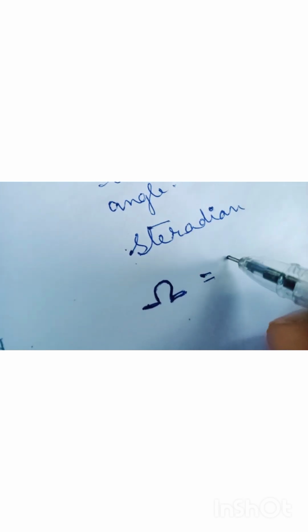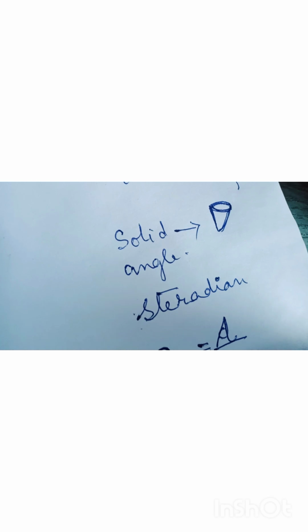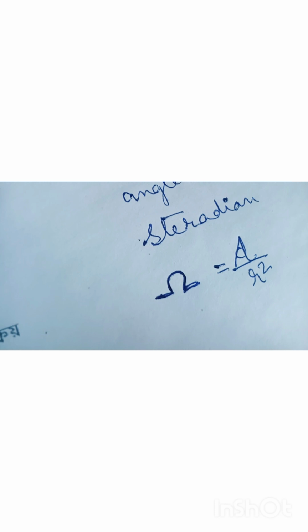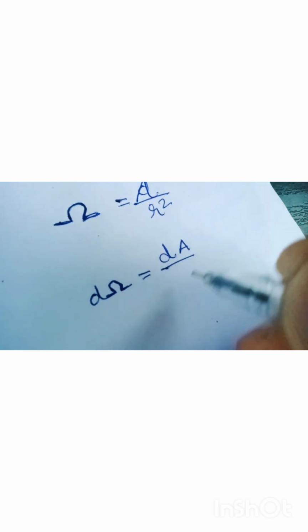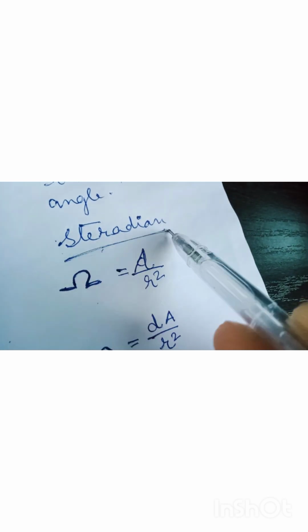So the expression for solid angle becomes area of the curvature divided by r square. So if we write the solid angle value for a small curvature, it becomes the small value of solid angle equals small area of the surface of the sphere divided by r square. So this will be the expression of solid angle, and the SI unit of solid angle is steradian.